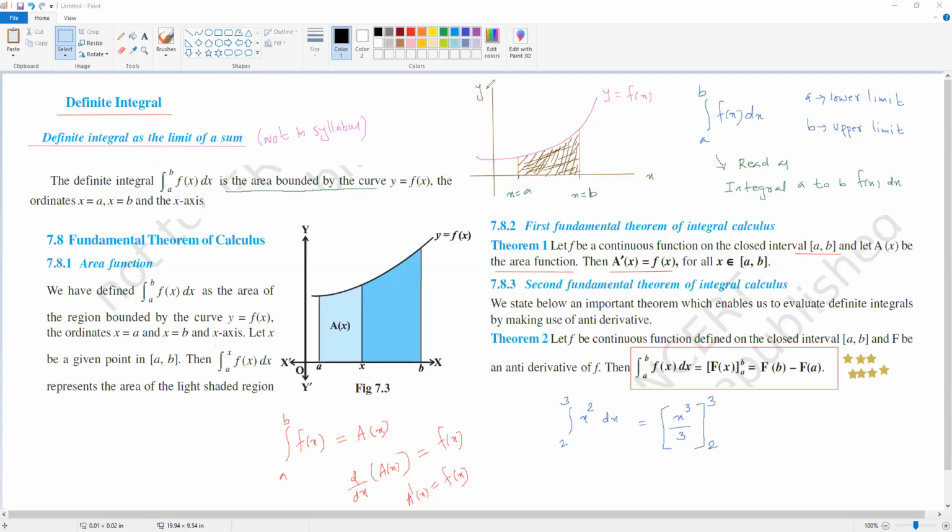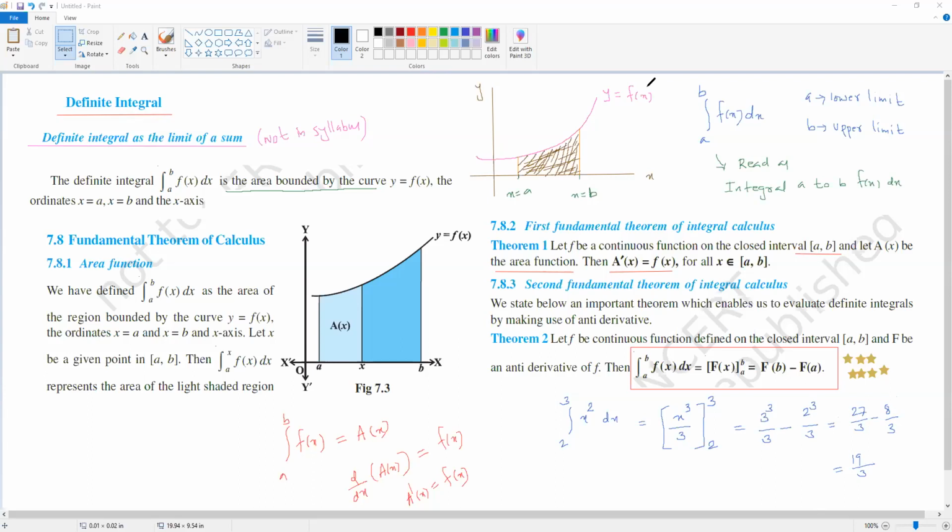Now it is nothing but F of b. For the function's value, first give the upper limit. So 3 cube divided by 3, minus, then give the lower limit, 2: 2 cube divided by 3. So that is 3 cube, 27 divided by 3, minus 8 divided by 3, which is equal to 19 divided by 3. That's it.